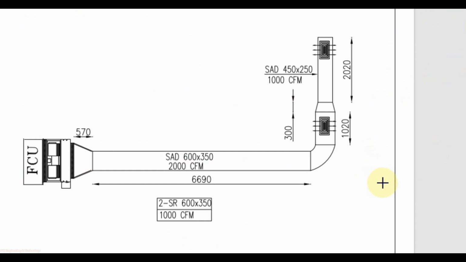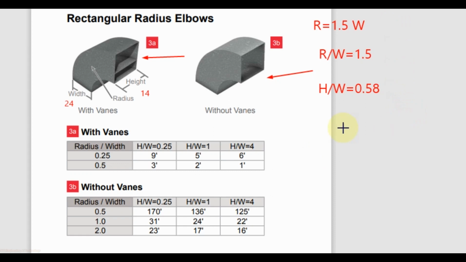Now we will calculate the equivalent length for this 90 degree elbow. Elbows are of two types, one with vanes and another without vanes. Let us consider our elbow is without vanes, so we will use this table, and the radius is equal to 1.5 times width, so R by W value is 1.5. Let us select from here, we have 0.5, 1 and 2. You can see for 1 we have the equivalent length 31 feet and for 2, 23. So for safety we will consider 1. So let us select this row for 1.